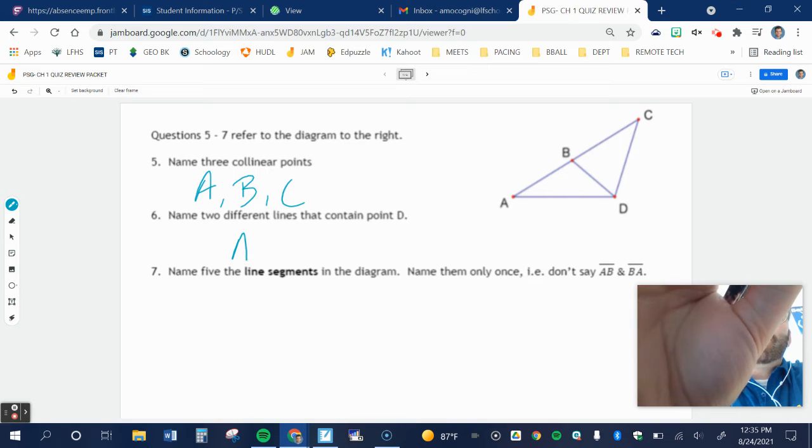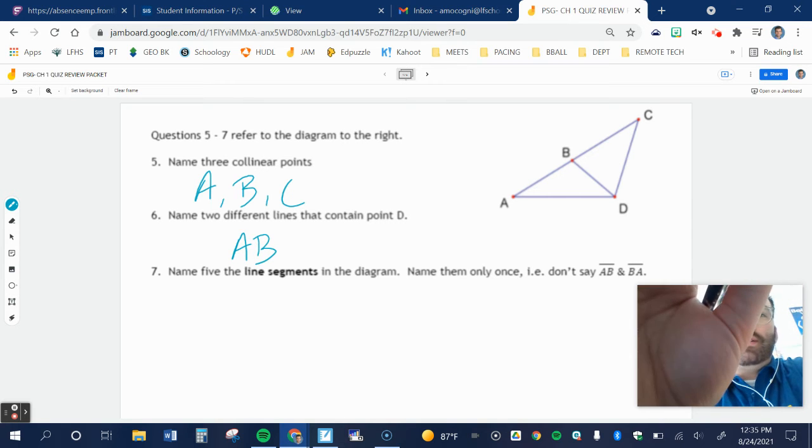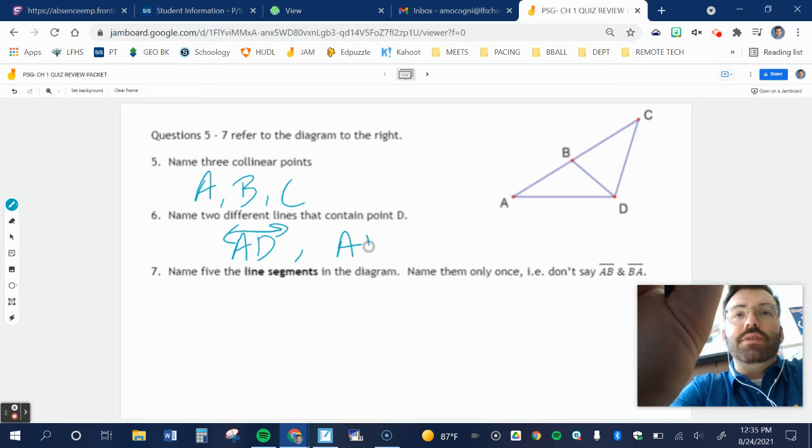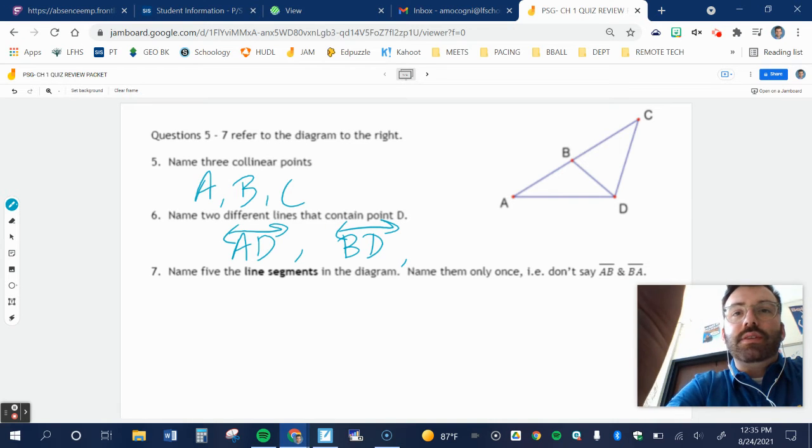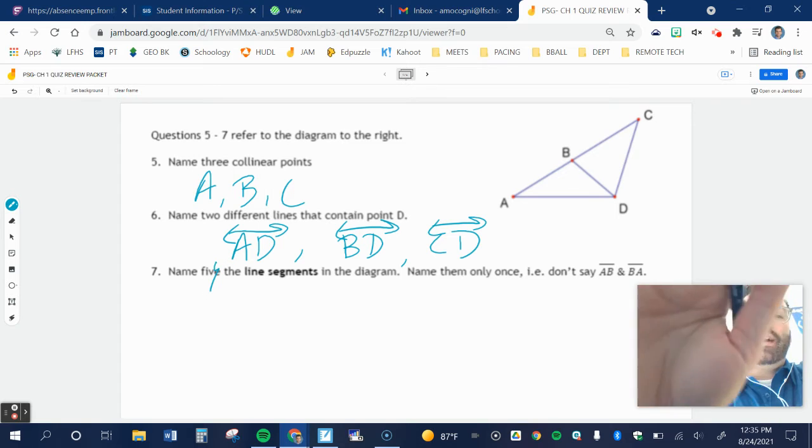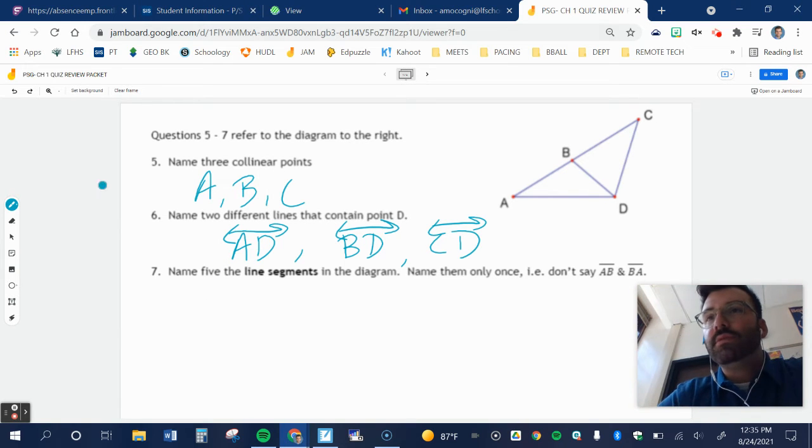You could say a lot of different combinations here. You could say, whoops, not A, B, but A, D. You could say B, D, or you could say C, D. And then you could reverse those as well. Okay. I gave you 3, but you only needed 2. So I guess I'm an overachiever.